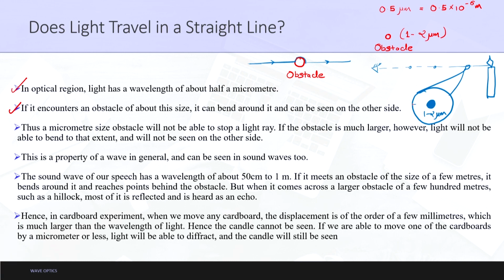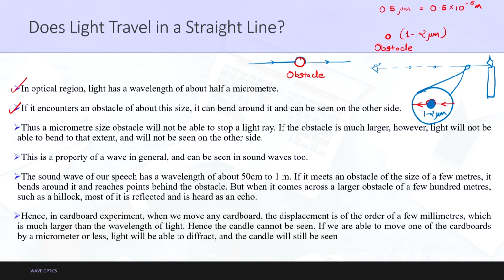So, the zoomed in portion will have light bending around this obstacle like this and then directly reaching the eye, which means the light from the candle will reach towards our eye. So, the movement will be like this. This is the only concept we talked about, if we need to understand this concept using the wave theory of light.